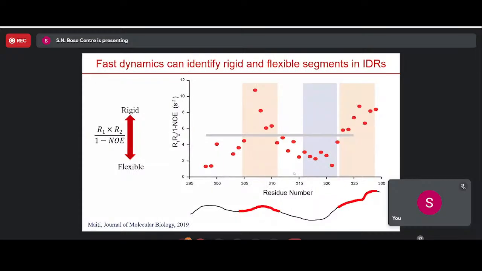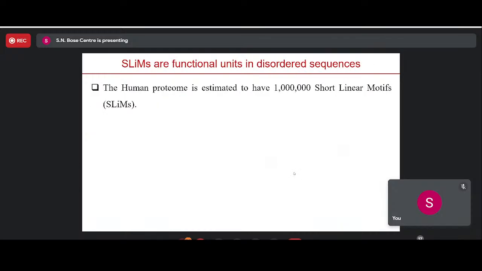So we found this in the free protein. There was no partner protein, no DNA, right? And we found that there is this rigid segment, and there is this rigid segment, and there is this flexible region. And then when we did the titration, we found that it is this rigid segment which is binding highly specifically to the protein, right? So from that we are basically saying that these limbs are functional units in disordered sequences, and most probably these limbs are these small segments which are relatively more rigid compared to the rest of the disordered part.